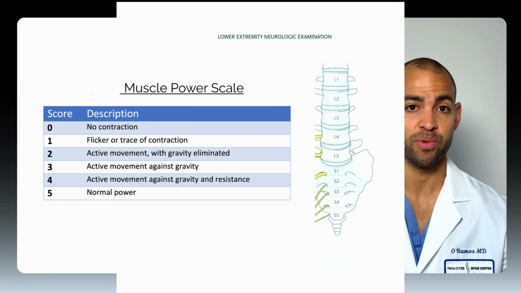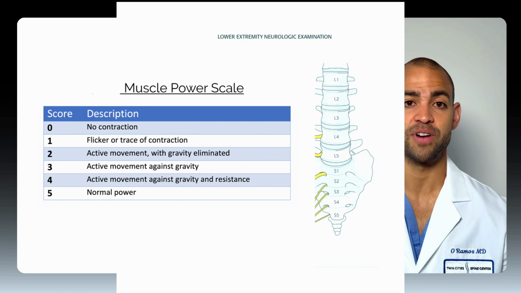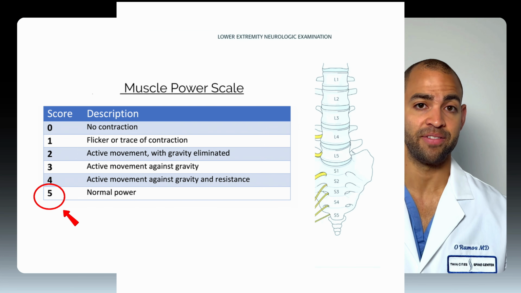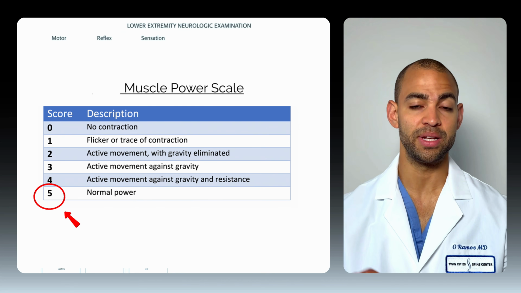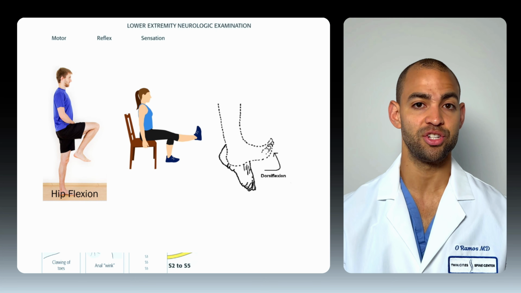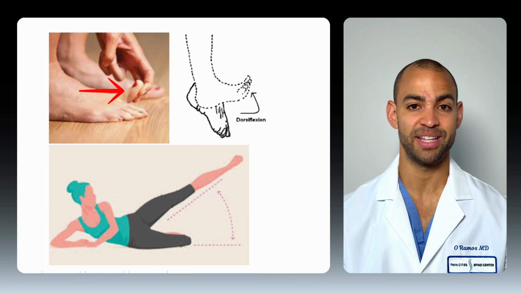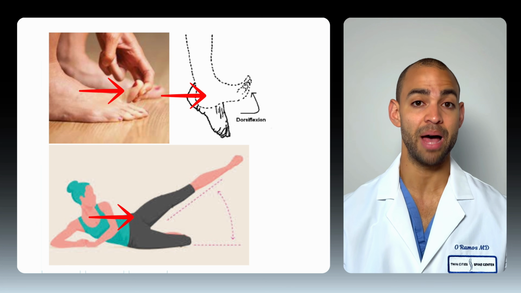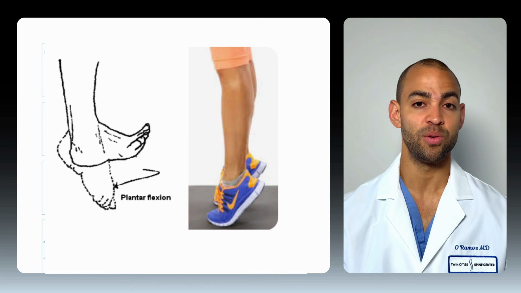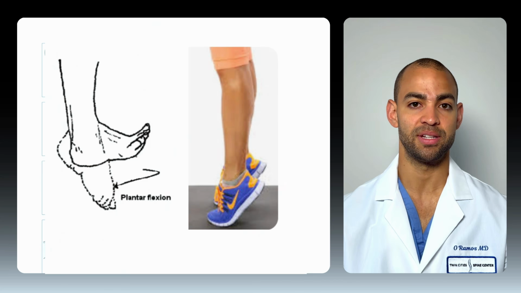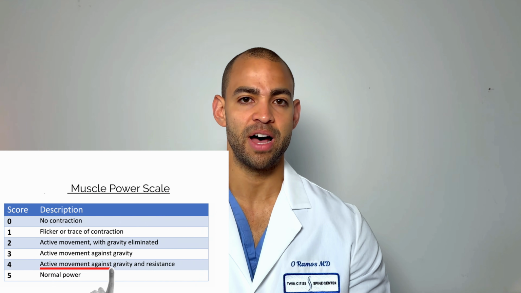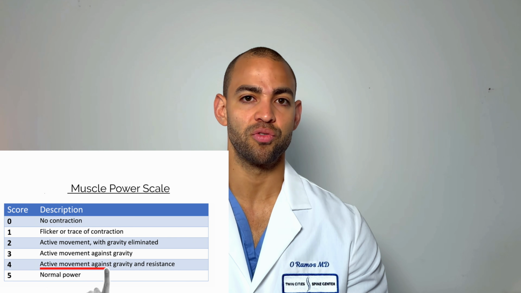For motor strength, we grade on a scale from 0 to 5. Full strength is a 5. At L3 and L4, we test hip flexion, knee extension, and ankle dorsiflexion. At L5, we test great toe extension, ankle dorsiflexion, and hip abduction. At S1, we test plantar flexion and toe raises. When there's a meaningful motor deficit, and I define that as 4 out of 5 or less in a specific muscle group that corresponds to the suspected level, that changes the urgency of the evaluation.